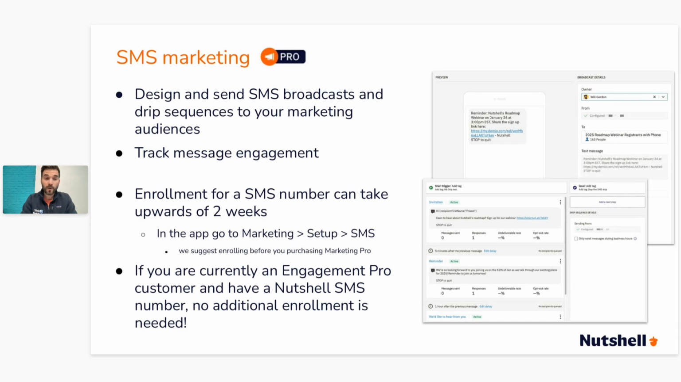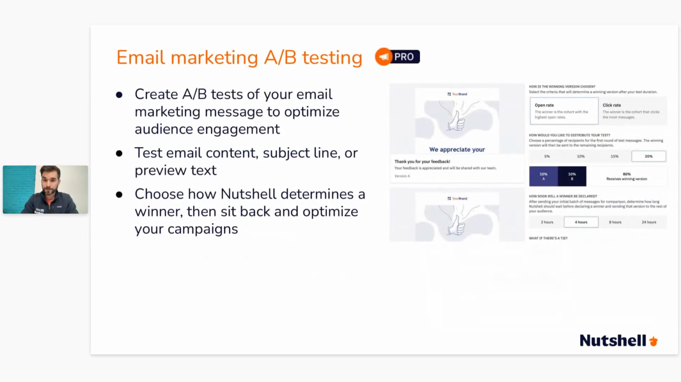And if you are also already an Engagement Pro user, which unlocks our one-to-one SMS feature, you actually use the same number for your company for SMS marketing. It kind of just unlocks a different part of the software where instead of just sending one-to-one, you can send those one-to-many messages through the SMS marketing feature.